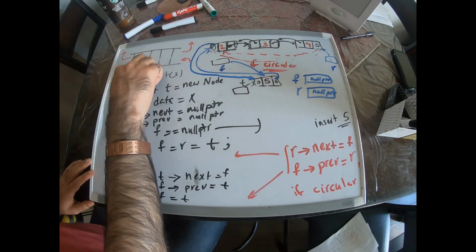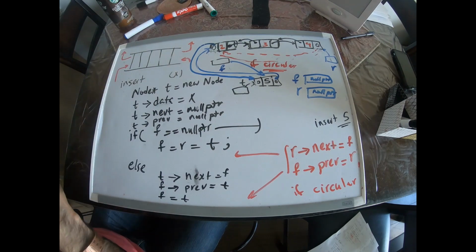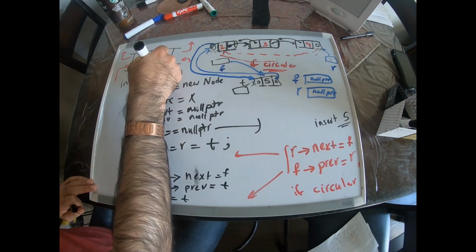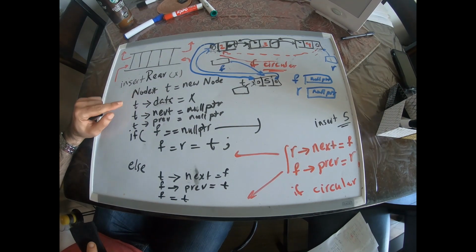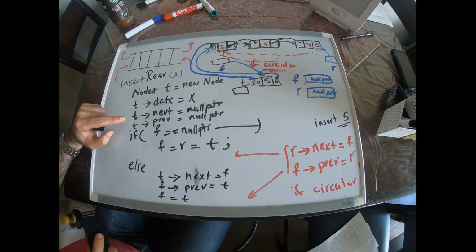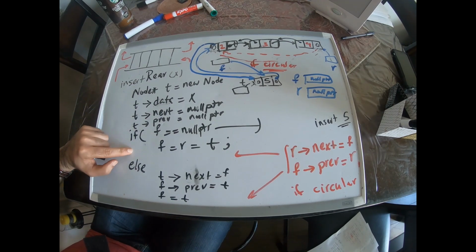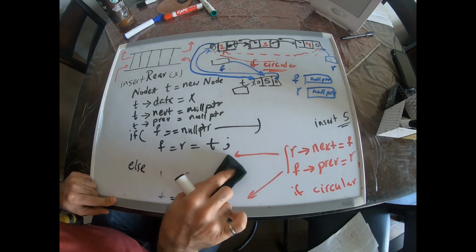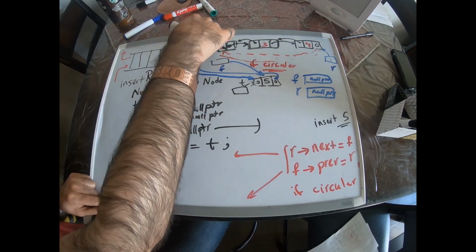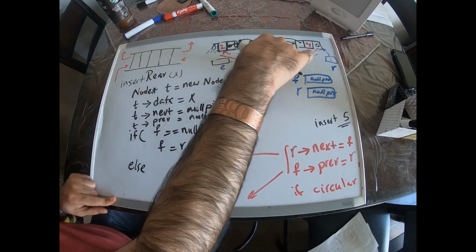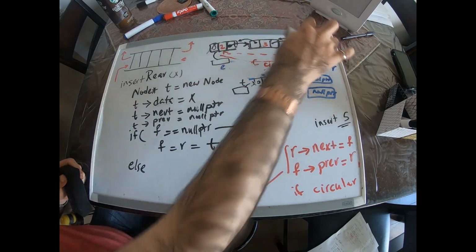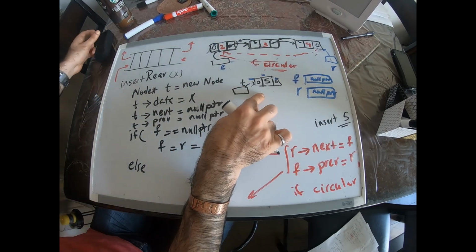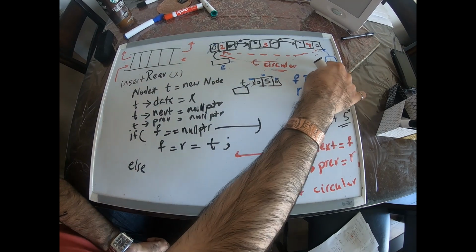Now let's do insertion from the rear. Okay, I'm actually not gonna change this part. I'm not gonna change this part. Not this, not this. Only this part I have to change. Because now this is my front, this is my rear, and I want to insert from the rear, right? So I only have to change the rear.